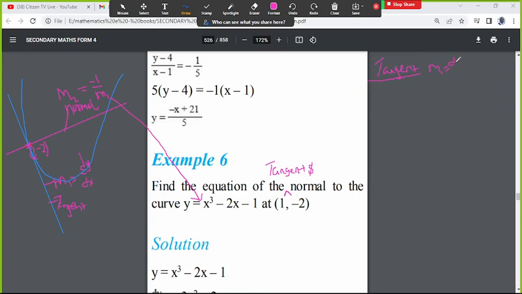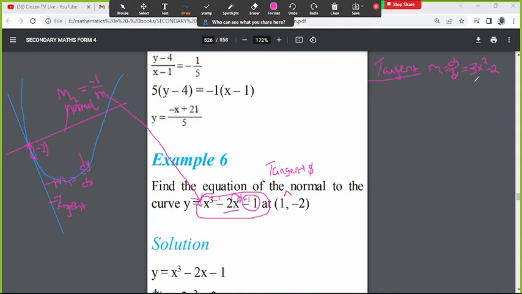We start by getting the gradient M1. M1 is equal to dy/dx of this function. Let's differentiate: x cubed, we multiply by the power, so we have 3x, and then reduce the power by 1, so 2. The derivative of negative 2x is negative 2, since 1 times negative 2 is negative 2, and x to the power of 0 is 1. And of course differentiating a constant becomes 0.